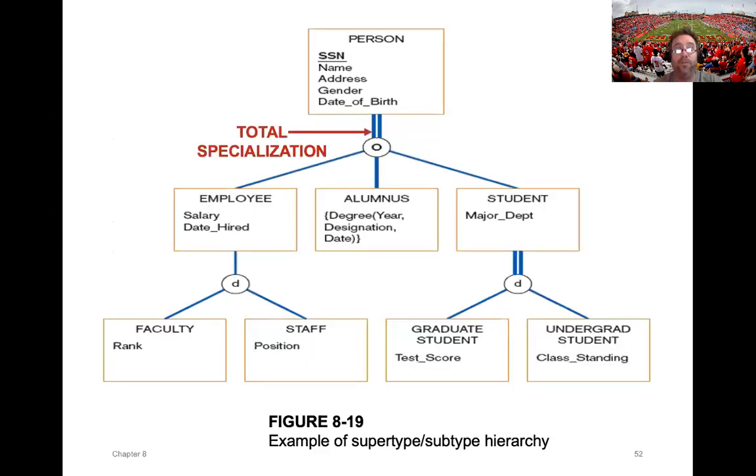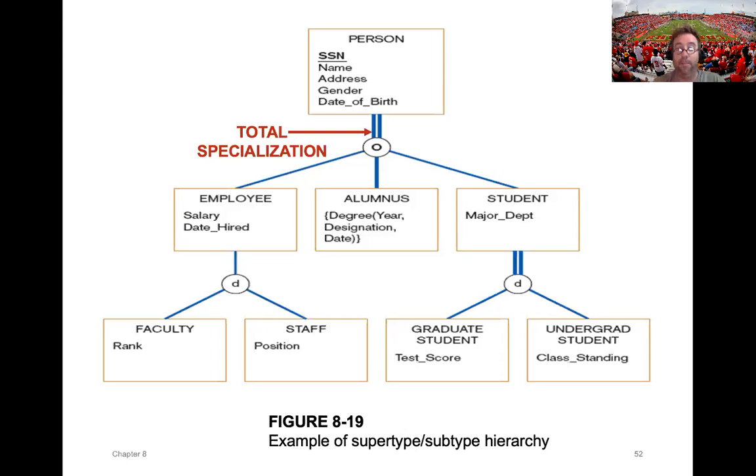So total specialization, this double line: each entity instance of the supertype must be a member of some subtype in the relationship. So if you're a person, you are either an employee, an alumnus, or a student in the context of this relationship between these entity types, if it's for a university.